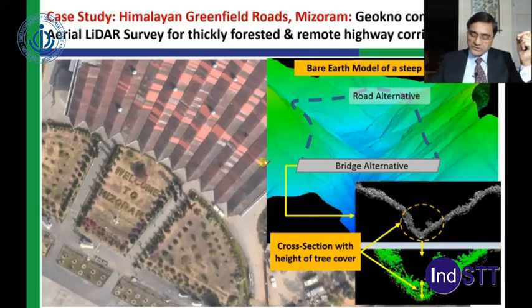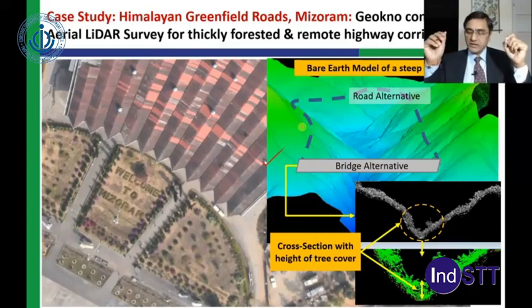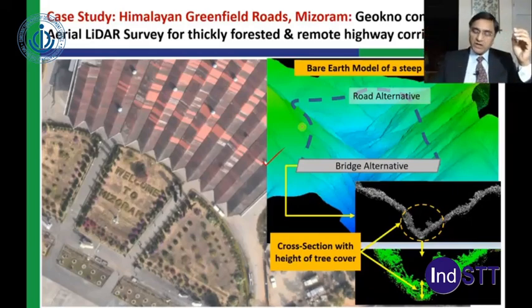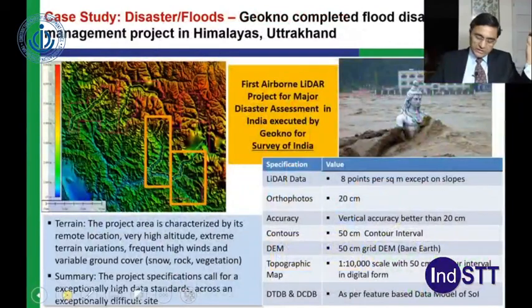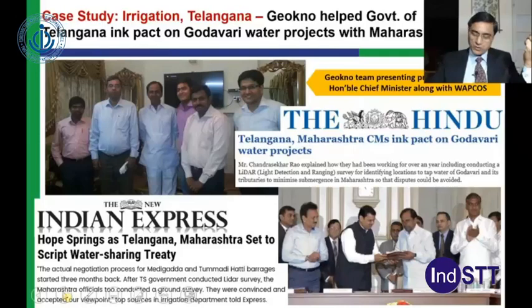So this is a very special example, when in Mizoram the terrain is highly wooded and undulating. It was not possible to carry out traditional surveys. But the LiDAR data provided a very good digital elevation model, and using that the various DPRs were generated or the corridors were planned. Then the data can be used for disaster management, for flood monitoring, for landslides and so on. The data is also used for irrigation, and there is a very interesting project on the Godavari river, where the data was used.